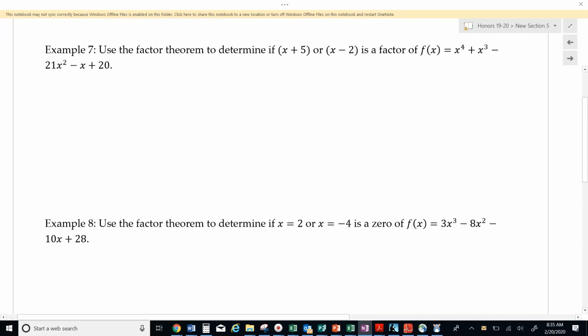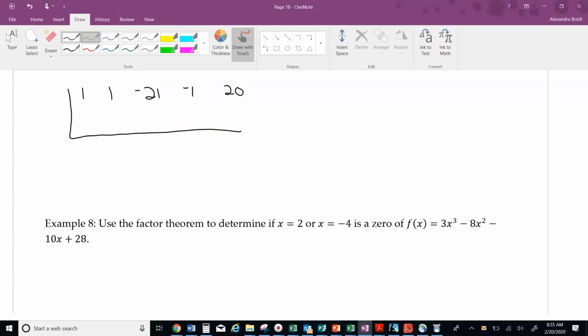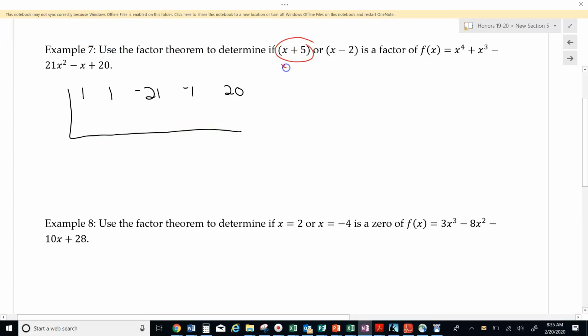We have x to the fourth, x cubed, negative 21, negative 1, and 20. So I want to check if x plus 5 equals 0, just be minus, x equals negative 5, right? I was given an x plus or minus, so I have to solve for it, versus if I'm given an x equals, right? So I bring down that 1.